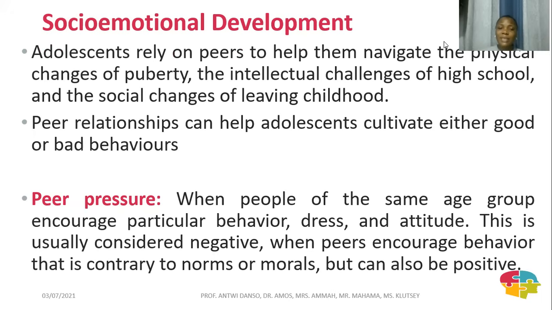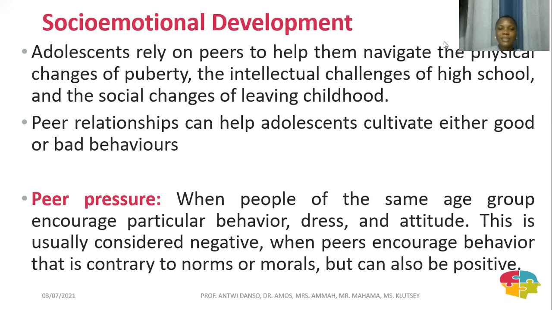So in adolescence, they rely so much, as I said, on their peers to navigate the issues and changes that they have. If an adolescent is noticing a change in their body, they are likely to talk to their peers, their friends, than they will talk to their parents. If they are having intellectual challenges at home, problems with learning, social changes, whatever their worry is, it is easier for them to talk to their peers than their parents.